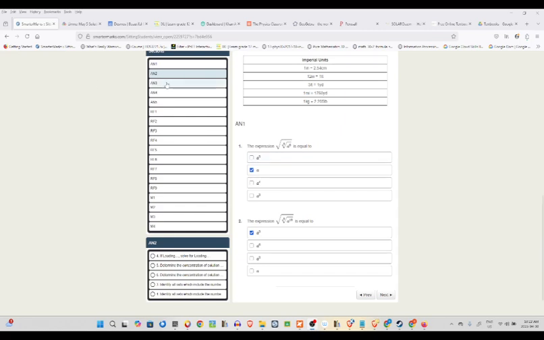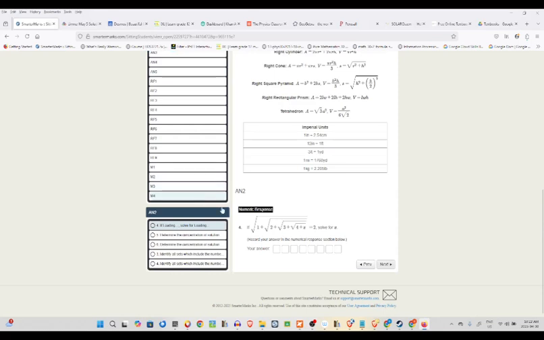All right, continuing on to algebra and number 2. So we have the square root of 1 plus the square root of 2 plus the square root of 3 plus the square root of 4 plus x. All that equals 2. We have to solve for x.